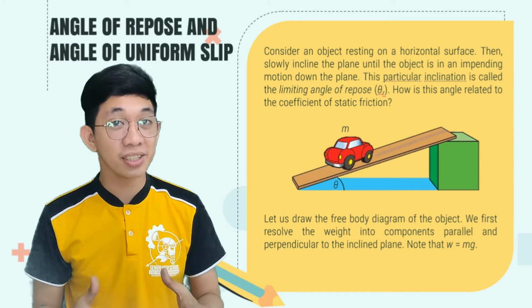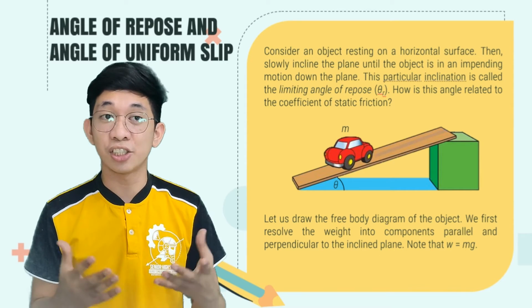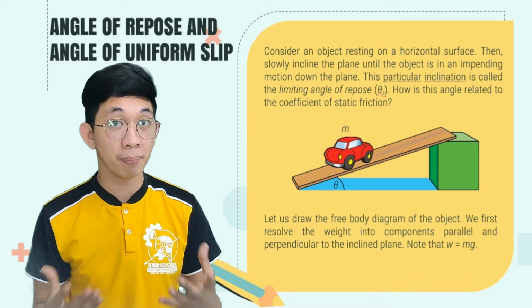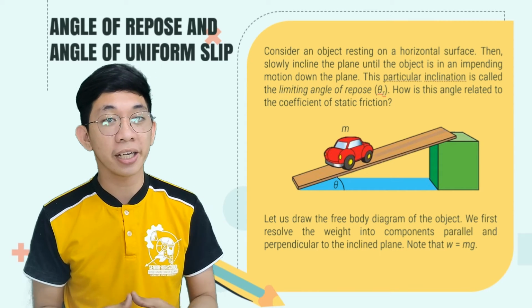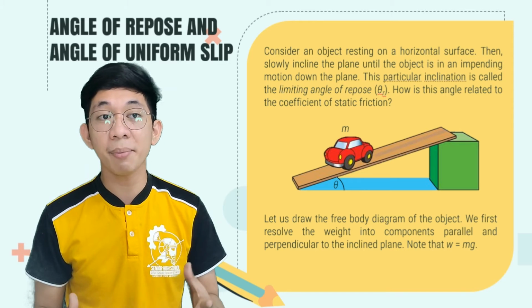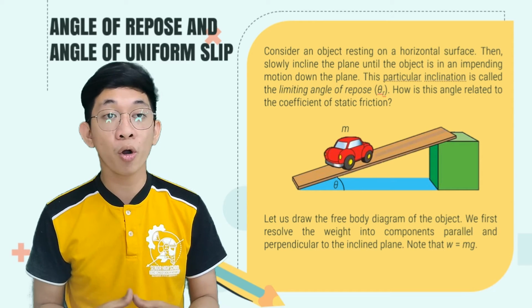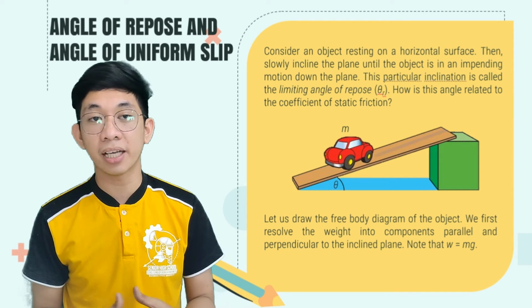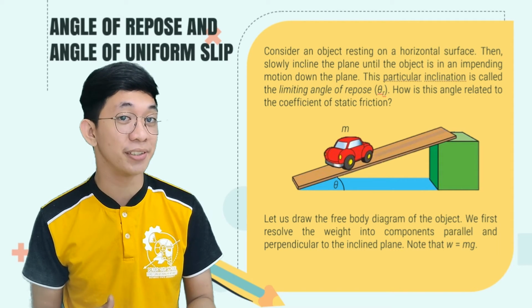Consider an object resting on a horizontal surface. Then slowly incline the plane until the object is in impending motion down the plane. This particular inclination is called the limiting angle of repose, or in simple, we have theta sub r. How is this angle related to the coefficient of static friction?